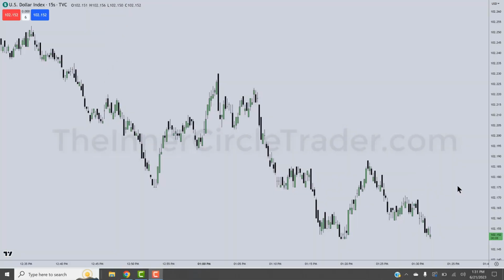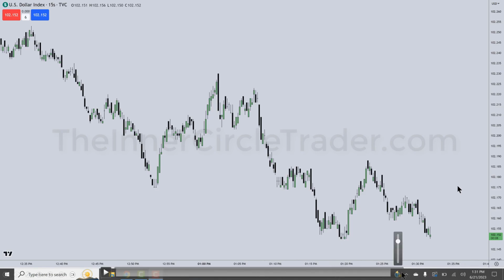All right, so this is a 15-second chart, and I have to make sure that I don't play sound on this, and I have to make sure I do this correctly here.